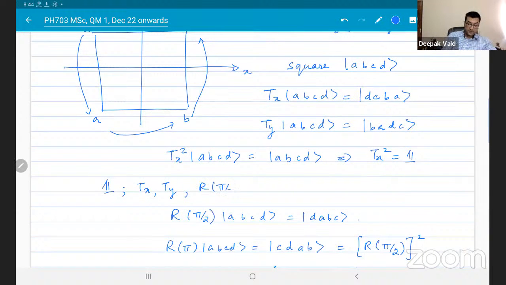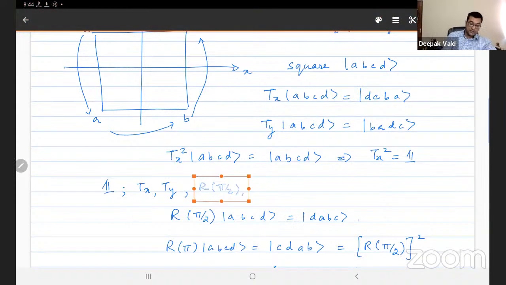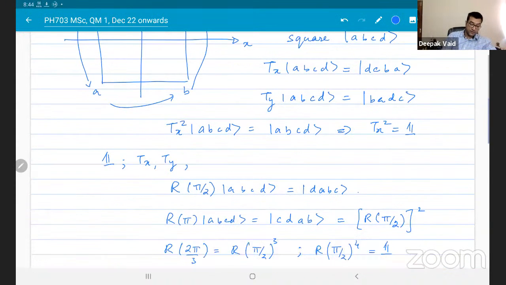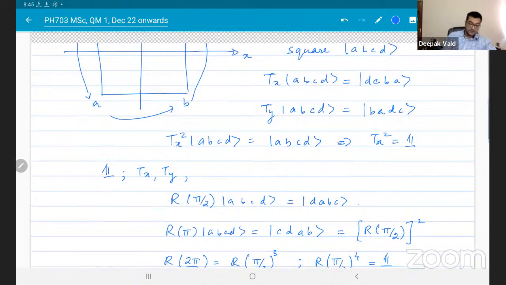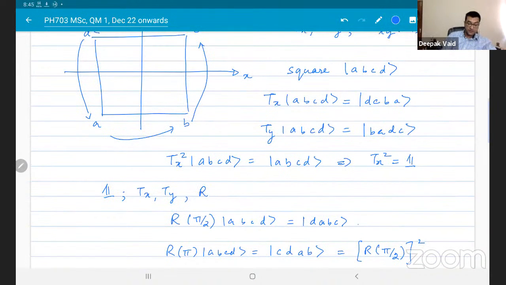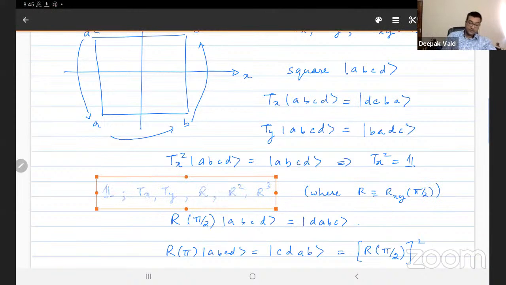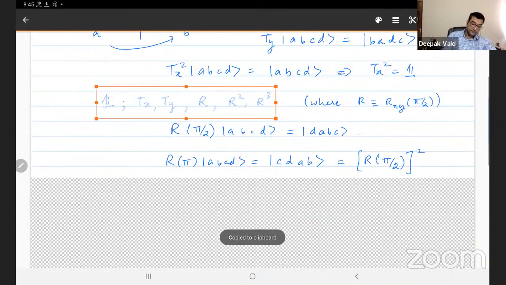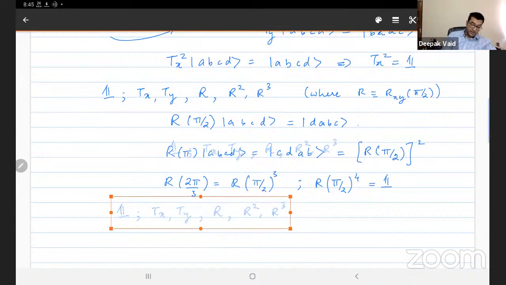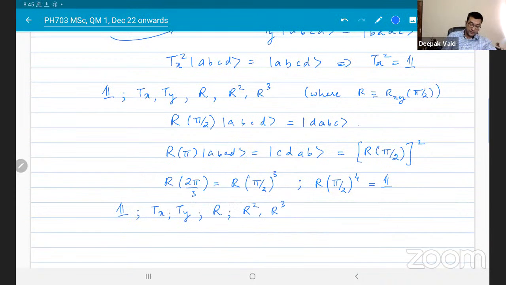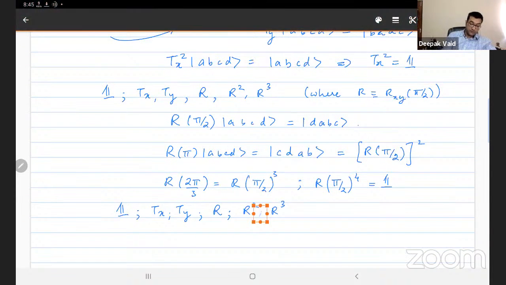It is r pi by 2. So I'll use a slightly simpler notation. I will refer to r pi by 2 as just r. So I have r squared, r cubed. Right? So these are my group elements. I have these operations, all of these operations together, they form the group of symmetries.